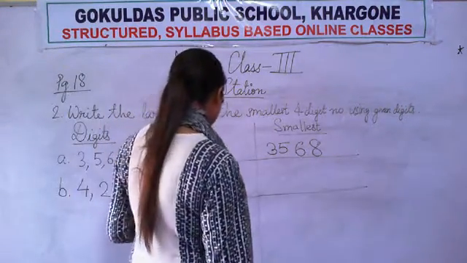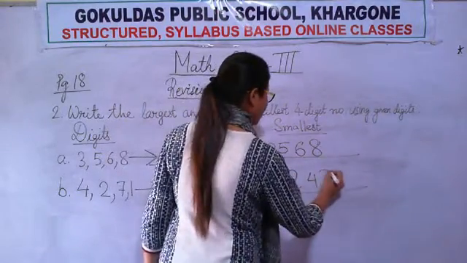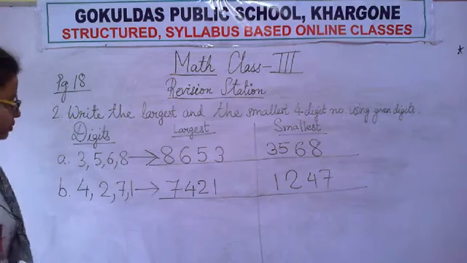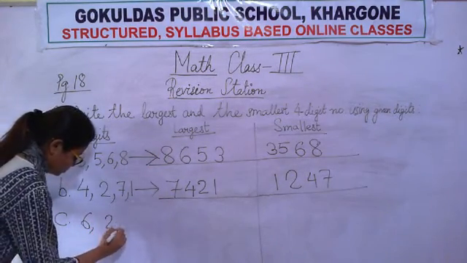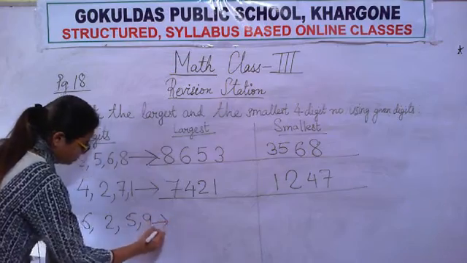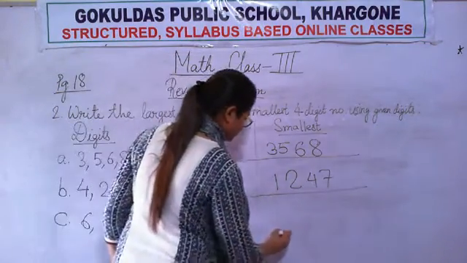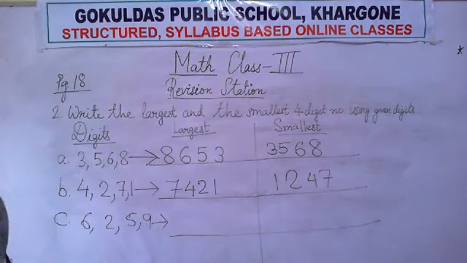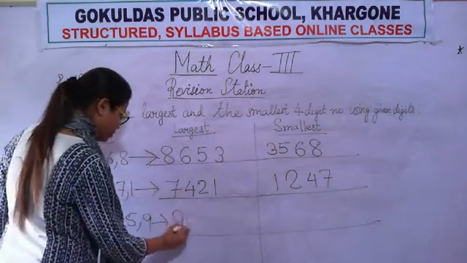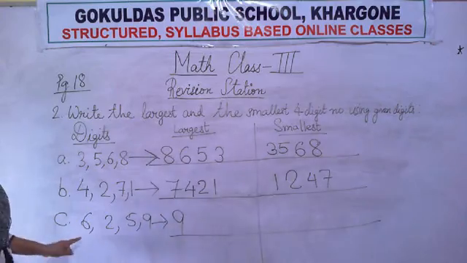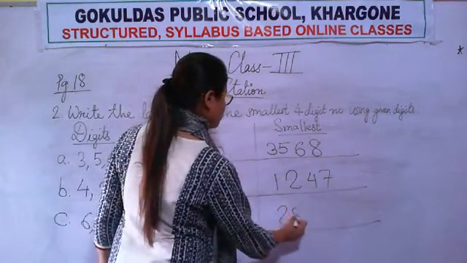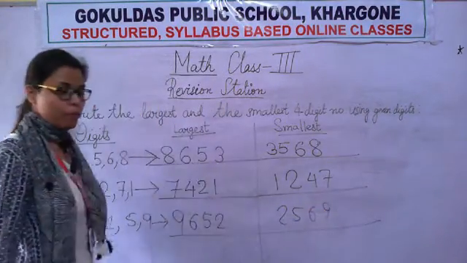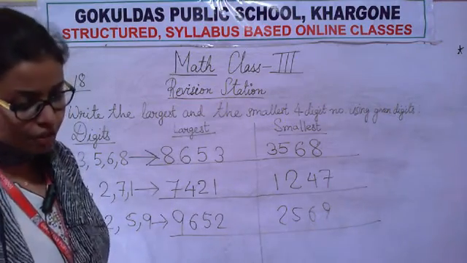Next, the smallest number we have to find from 1, 2, 4, 7. Yes. Number C. 6259. Okay, these are the digits given to you. Largest digit, of course, 5. No, it's 9. Then 6, yes. Then 5, then 2. Smallest: 2, 5, 6, 9. Okay. We have done the largest and the smallest number also.